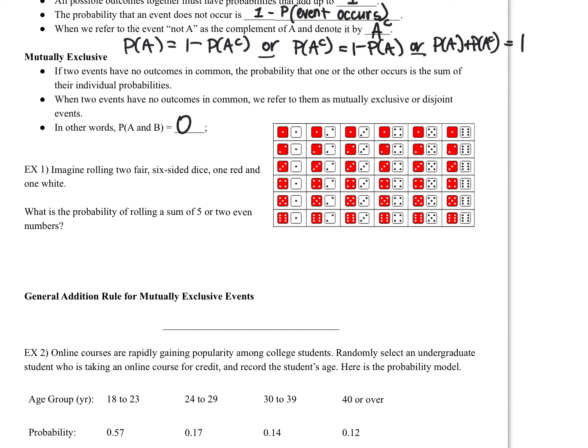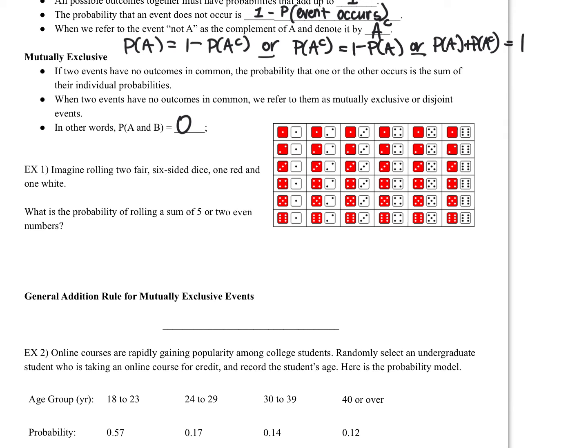So we are rolling 2 fair 6-sided dice. One of them is red and one of them is white. And we have this lovely table here of all of the possible outcomes of our 2 different dice, our red one on the left, our white one on the right. And we want to know the probability of rolling a sum of 5 or 2 even numbers.